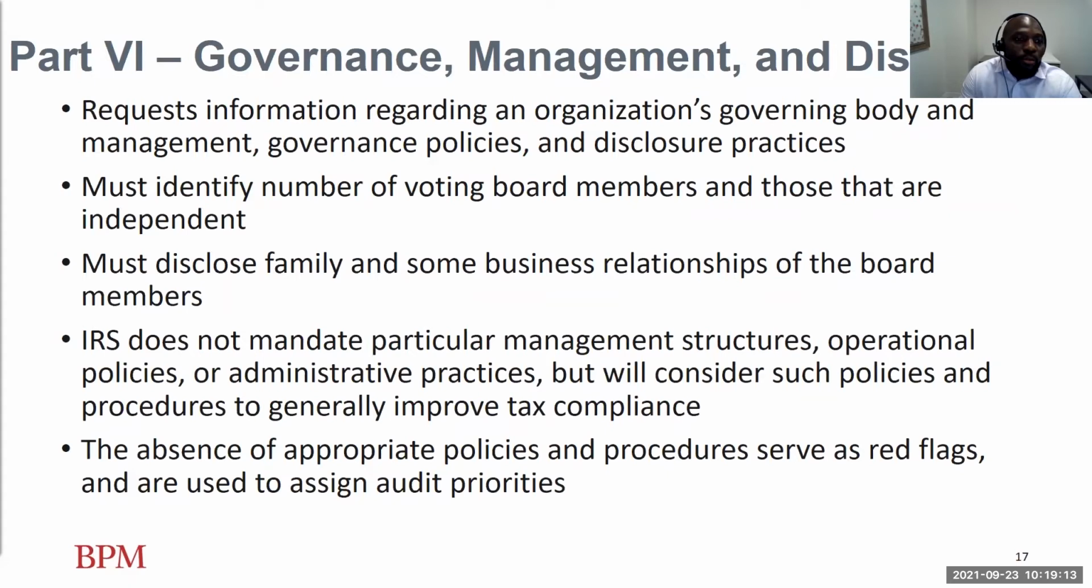So one of the things that they want to make sure of is to identify the number of voting board members that you have during the year and those that are independent. And you want to make sure that you disclose any family and business relationships that the board members have with each other. It's really important because you need to disclose that on Schedule O of the 990 or Schedule L, which we'll discuss later.